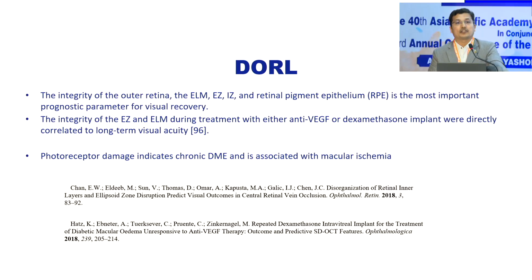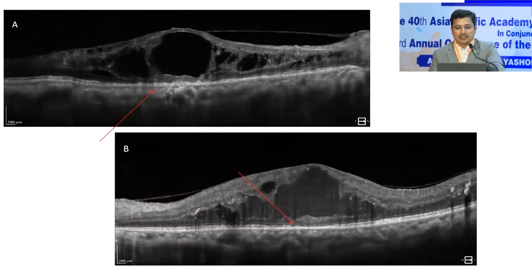The DORL, the disorganization of the outer retinal layers, the ELM, the ellipsoid zone are the most important, and they contribute to the outer blood retinal barrier. So whenever you see any damage to these, it is considered as a chronic edema.